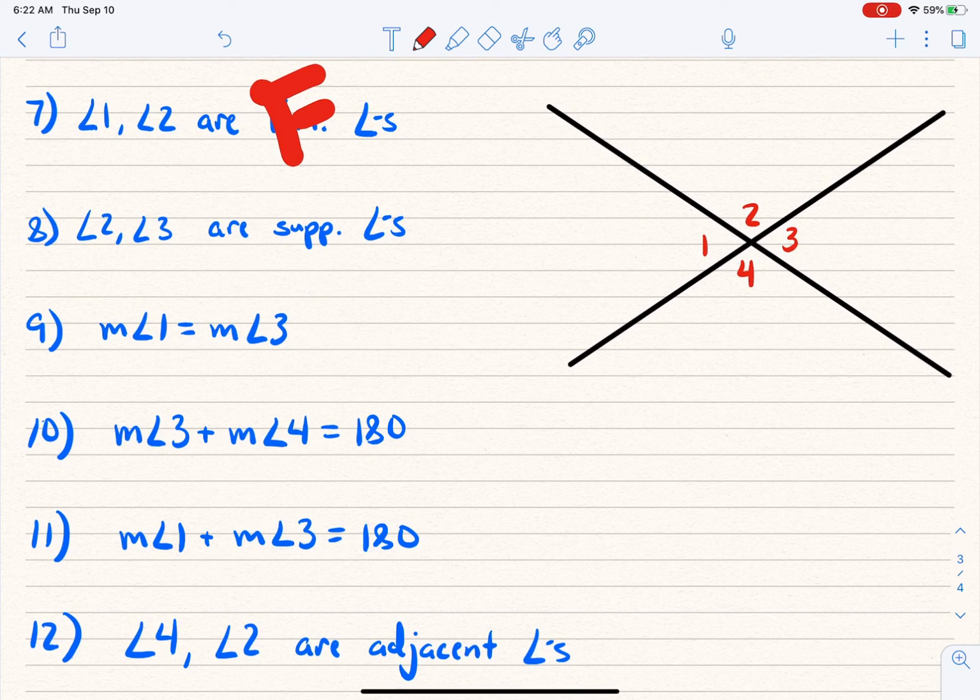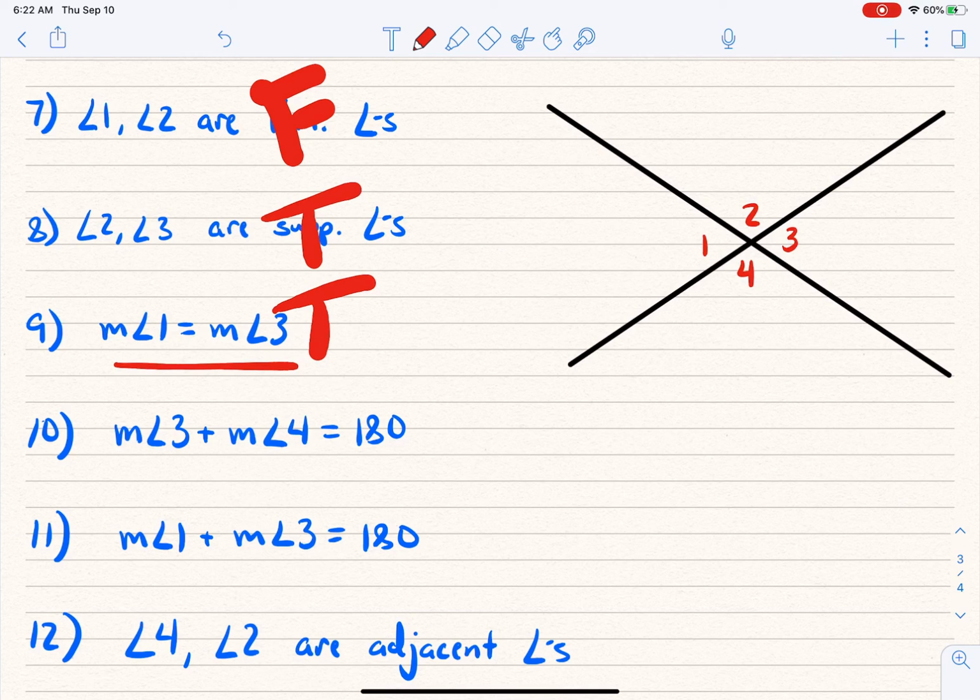Number 8, angles 2 and 3 are supplementary. True. Okay. Angles 2 and 3 are clearly a linear pair, so they are supplementary. All right. Number 9, the measure of angle 1 is equal to the measure of angle 3. True, okay? Angle 1 and angle 3 are vertical angles, which means they're congruent. And if they're congruent, this is the definition of congruence. They have the same measure.